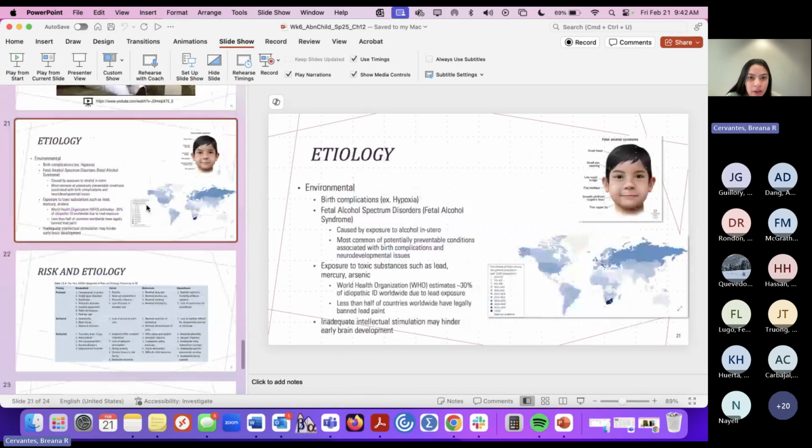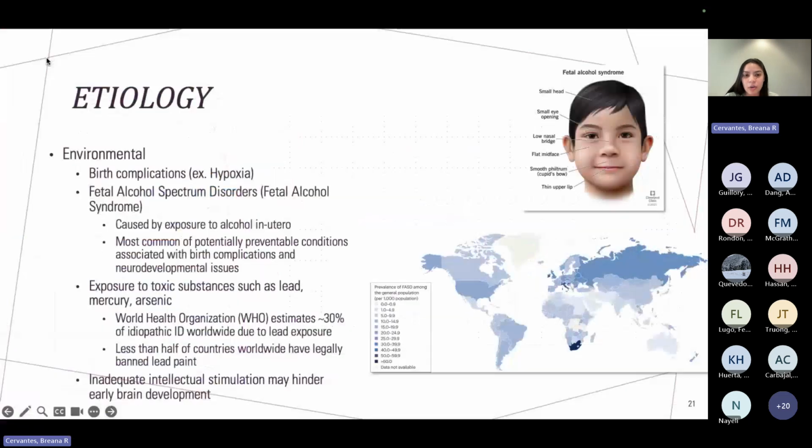Okay, here's the environmental side. So we talked about genetic side, here's environmental. So birth complications, fetal alcohol spectrum disorders, all of these tend to have some sort of risk associated with prenatal care or behaviors on the maternal side that happen when the child's in utero.